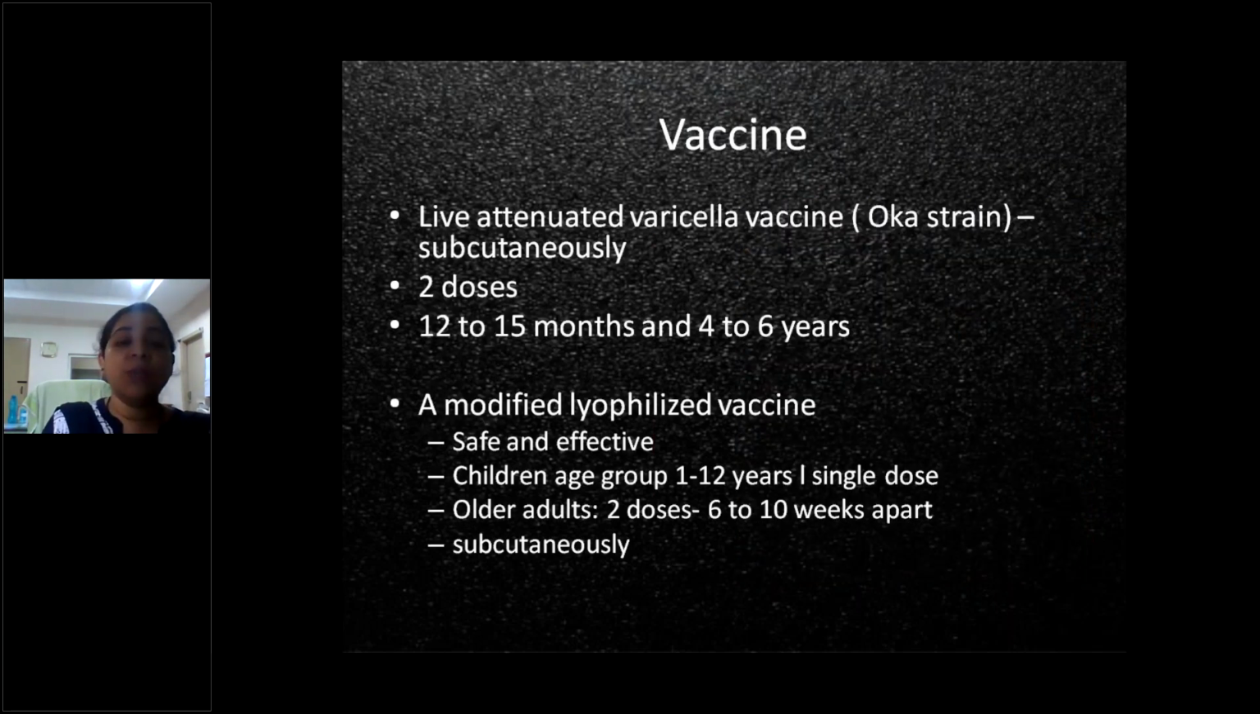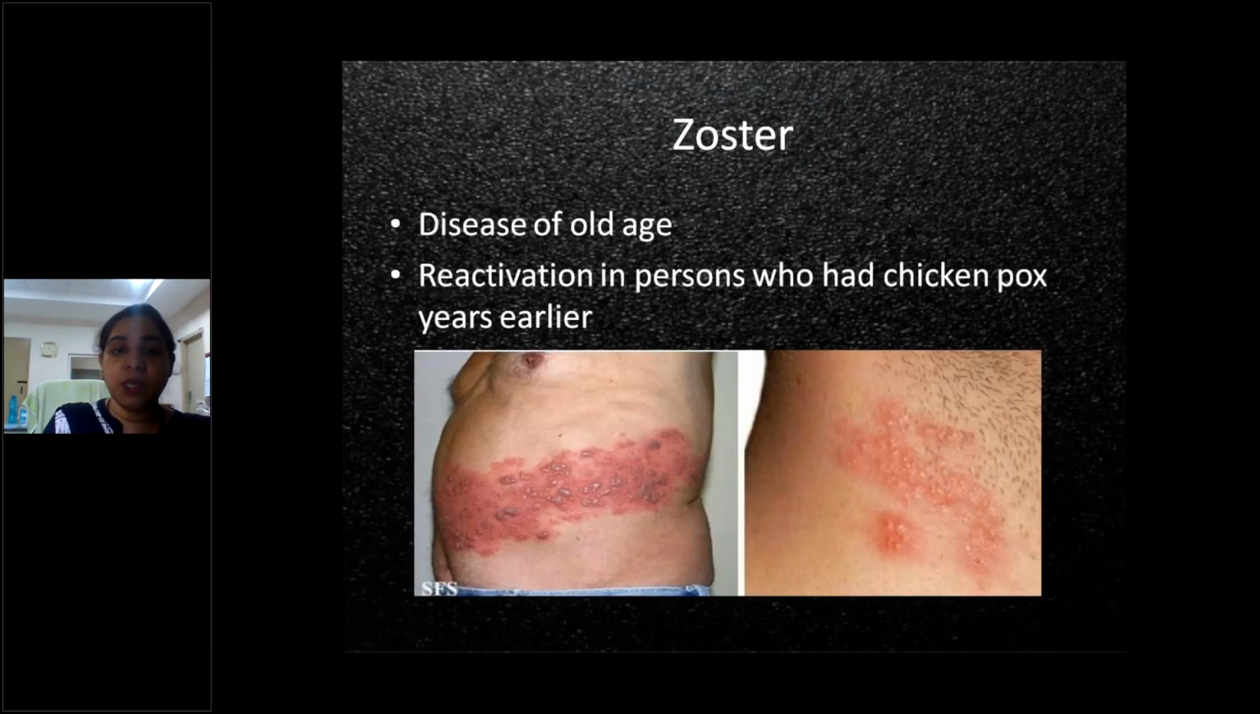Vaccine. Live attenuated varicella vaccine. That is the Oka strain given subcutaneously. 2 doses, 12 to 15 months, and later 4 to 6 weeks. Another one is there, modified lyophilized vaccine. This type of vaccine is safe and effective and given to children aged 1 to 12 years. Single dose. Whereas for older adults, 2 doses, subcutaneous. Okay, so that is chickenpox.